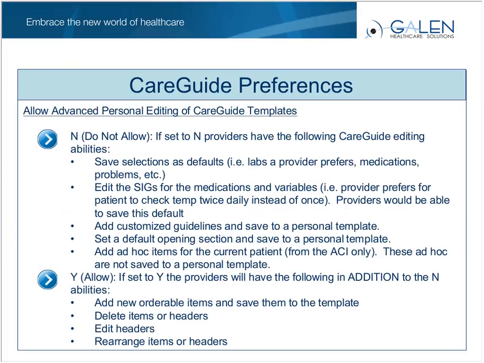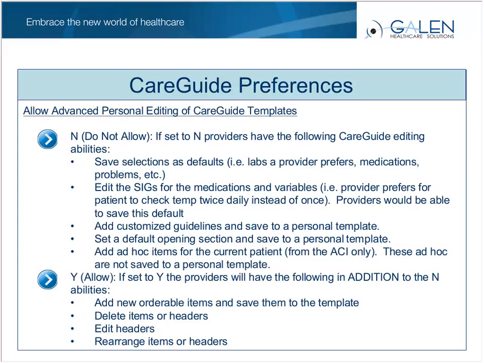And the last preference we're going to talk about is called Allow Advanced Personal Editing of Careguide Templates. So this will specifically apply to your providers. It can be set at the user level, and it decides how much editing privileges the provider has. So you have 2 options, setting to N or do not allow advanced editing, or set to Y, allowing advanced editing.